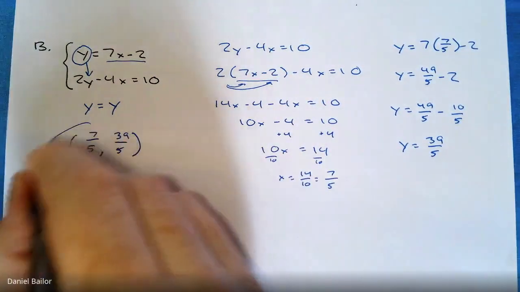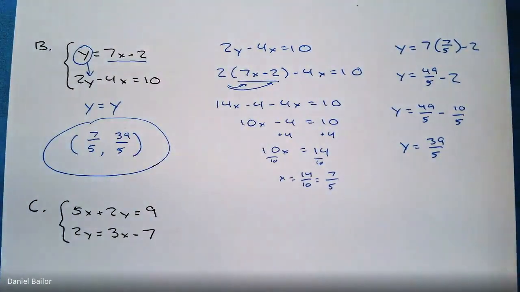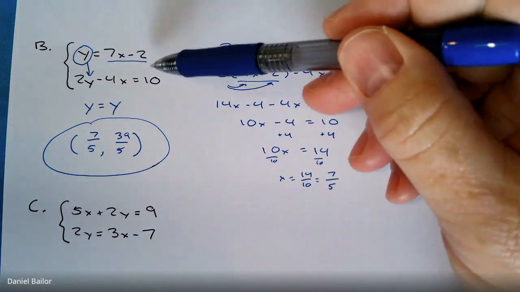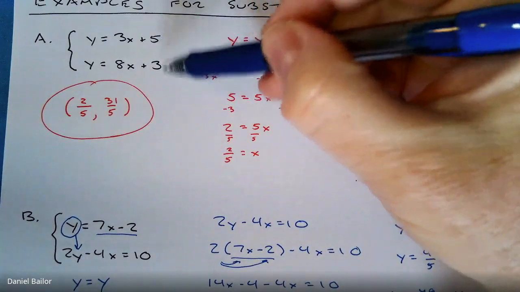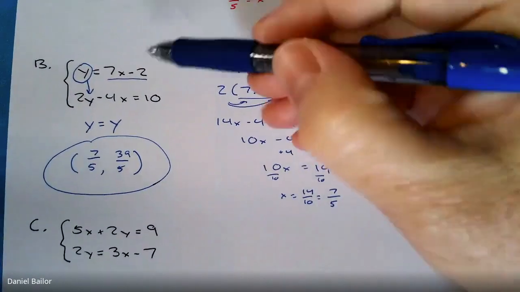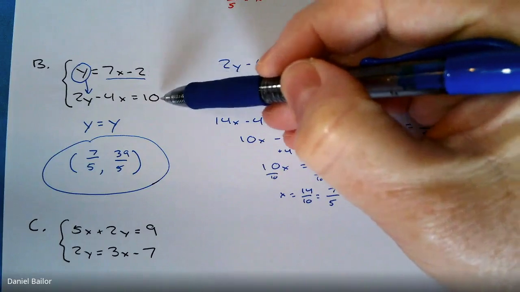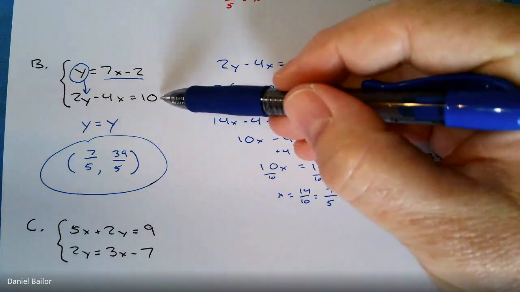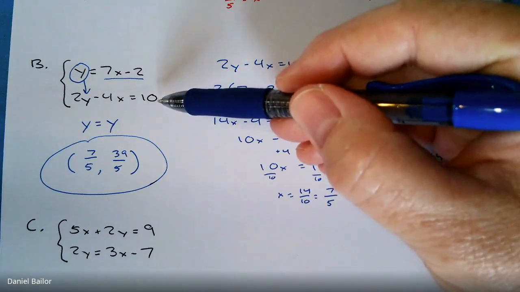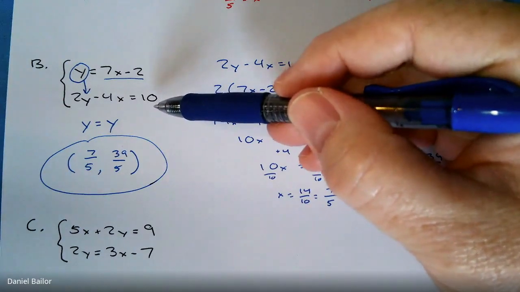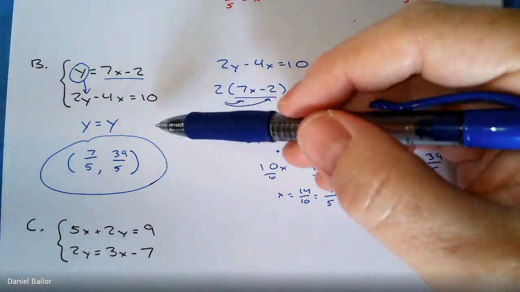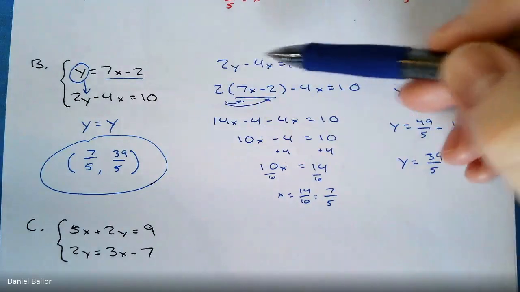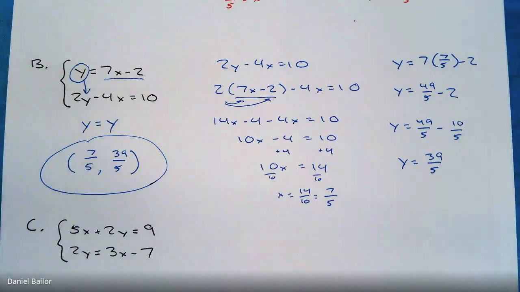Same exact thing, same process. This is just a way to do it. If you do not, like example A, they were both in slope-intercept form. Example B, we had one slope-intercept and one standard. It still worked. I did not have to change this into slope-intercept. In lesson 27, I told you to change it. Today, you don't have to, because this is how you do it if you don't want to change it.